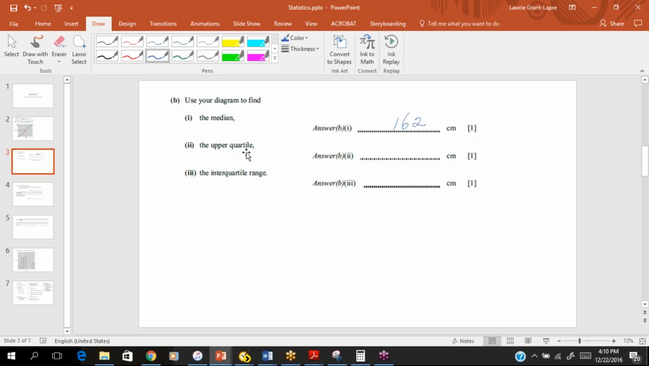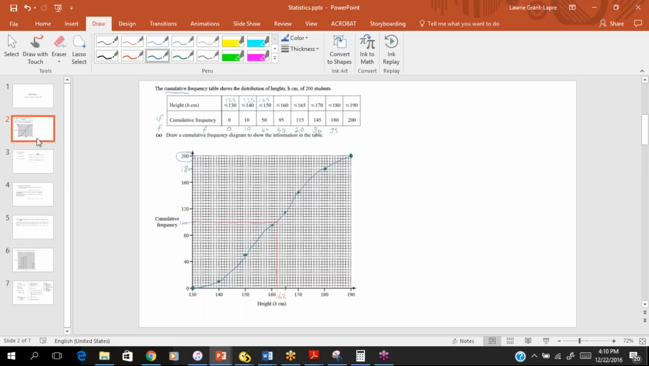The upper quartile. Now quartiles means 1/4 of the way through. The first quartile is 1/4 of 200, which is the 50th score. The 50th score is somewhere in here, 54, 58, 52. You trace along there to find the score. The second quartile, by the way, is the median. I'll just put that in here.